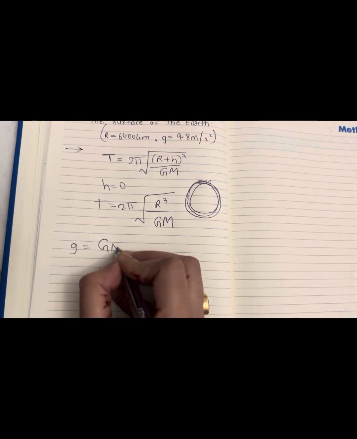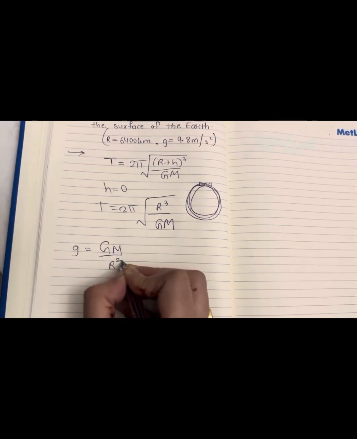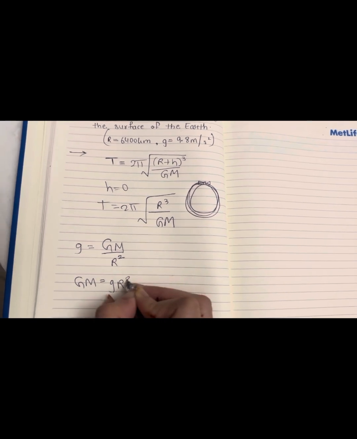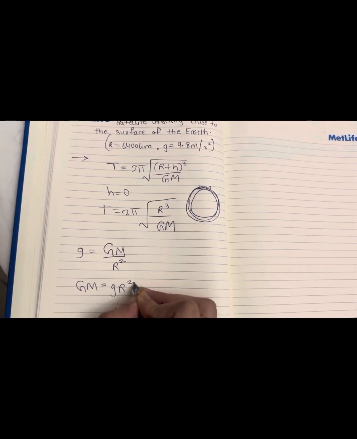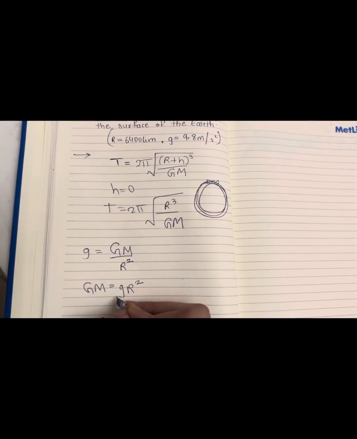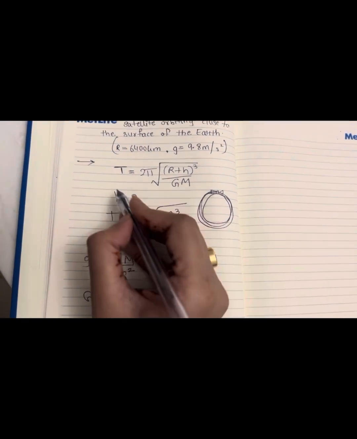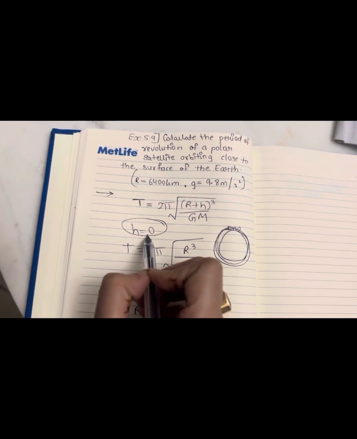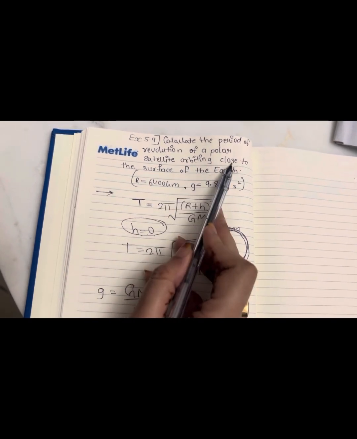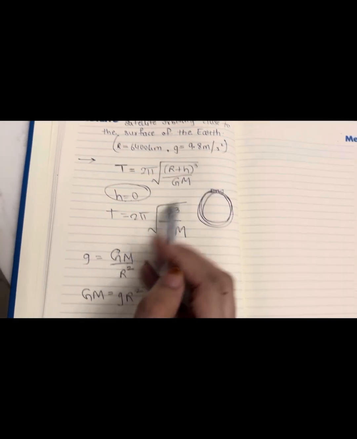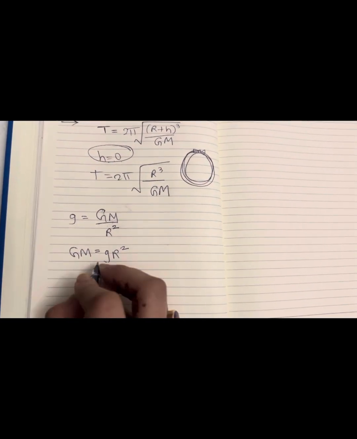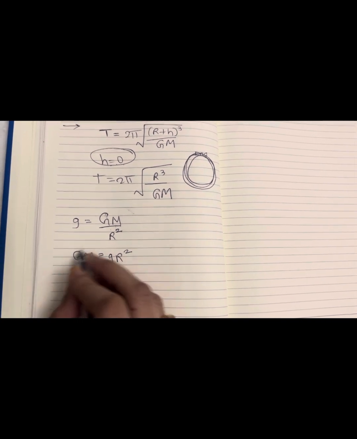So g is GM by r square, so GM is g r square. Why have I not taken gh? Because h is equal to 0. Why is h equal to 0? Because the satellite is orbiting close to the surface of the earth, that is almost the surface of the earth. So instead of taking gh, we will take g.